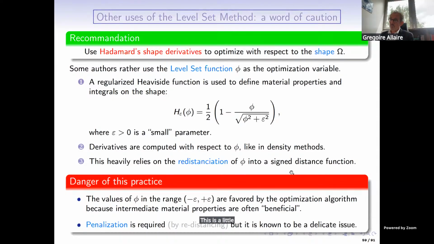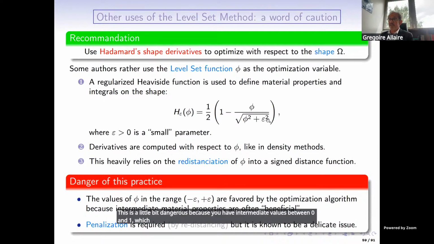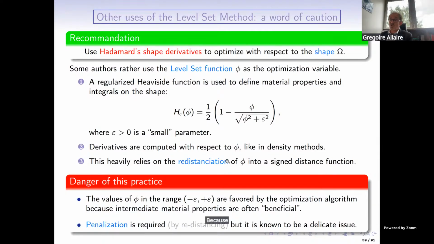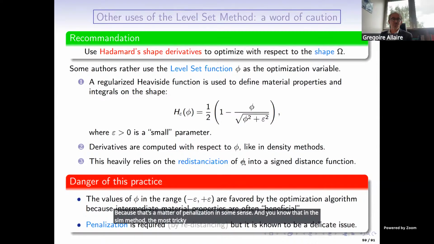This is a little bit dangerous because you have intermediate values between 0 and 1, which may be favored by the optimization. Actually, because you introduce some kind of composite material for the values between 0 and 1, which may be beneficial, but they are not physical. And so you need to redistance or to recompute phi as a distance function very frequently, because that's a matter of penalization in some sense. And you know that in the SIMP method, the most tricky part is the penalization when you want to remove intermediate density. So if you use this instead of the Hadamard shape method, there is a danger that you favor too much intermediate density.